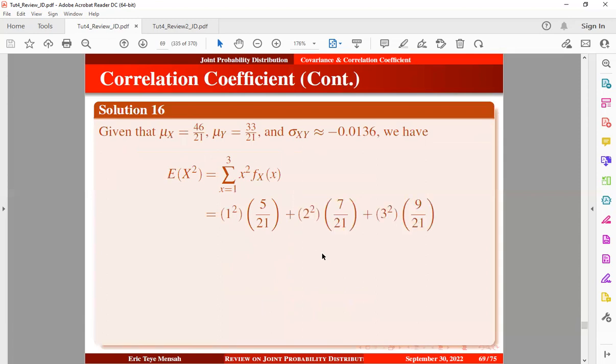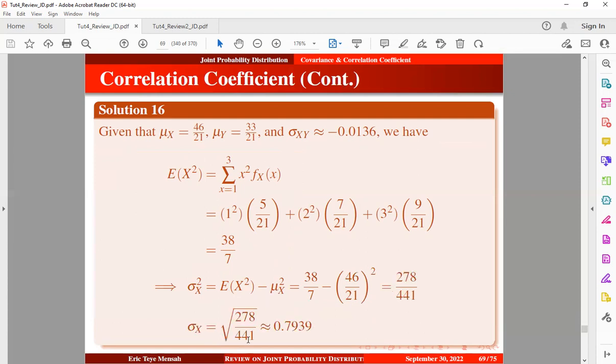So once we get the second moment about the origin for x, we can then get the variance for x, okay? We have it in this expression, we already know this. So we input the values and we get this, okay? And the standard deviation of x is going to be the square root of the variance. So once you input this, you get this, okay?